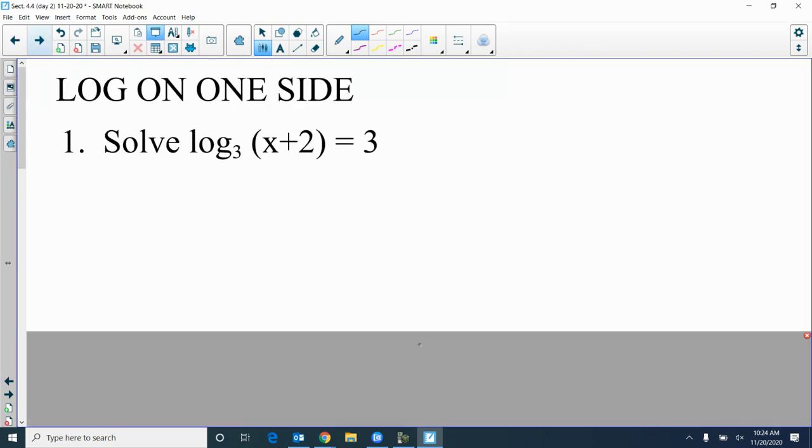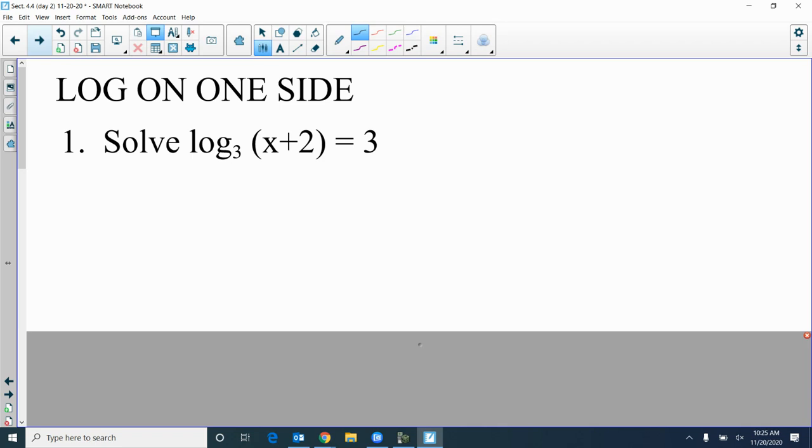The next set deals with logs within the equation. Some of these are really straightforward, and some of those are a little bit messier. But they're clearly different because they have a log in them. We need to figure out the value here. So, all right, log base 3 of x plus 2 equals 3.